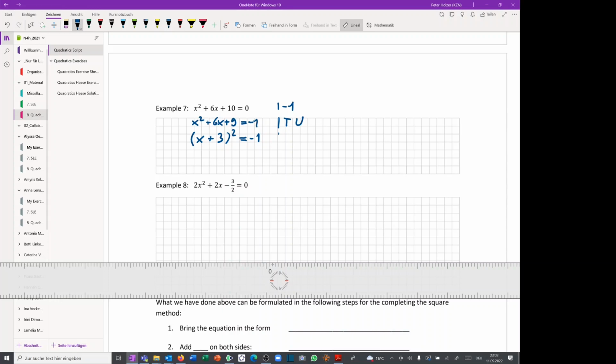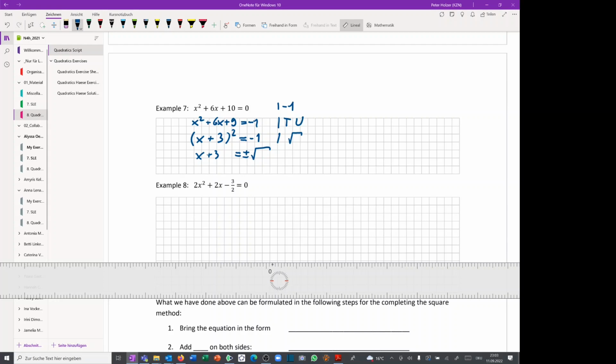And what we see now, we can either take the root and get x plus 3 equals plus minus the root of minus 1, and we see immediately, well, the root of minus 1 does not exist. That's wrong, so that doesn't exist, so we have no solution. The other possibility would be to see immediately that x plus 3 squared, being a square, can't be negative, so it was obviously already there. It can't have a solution.